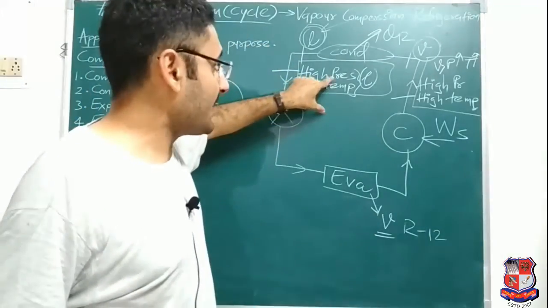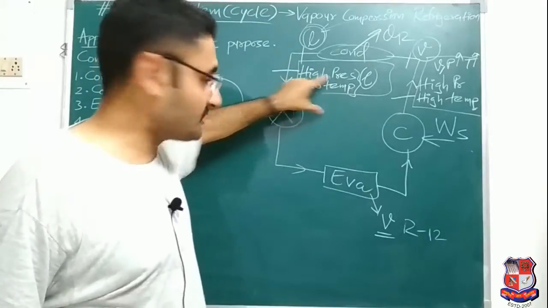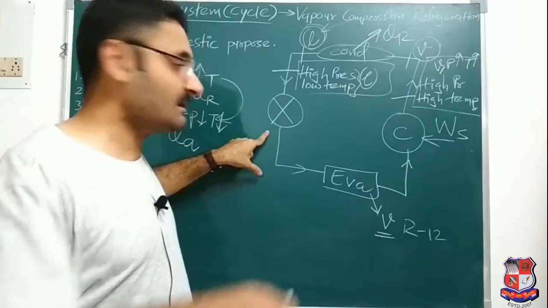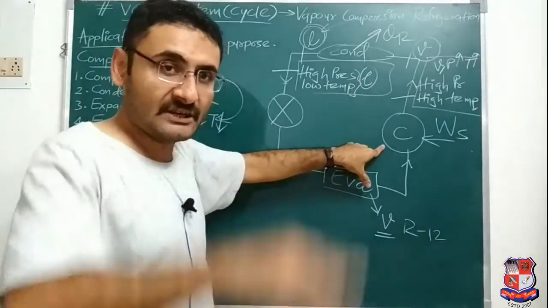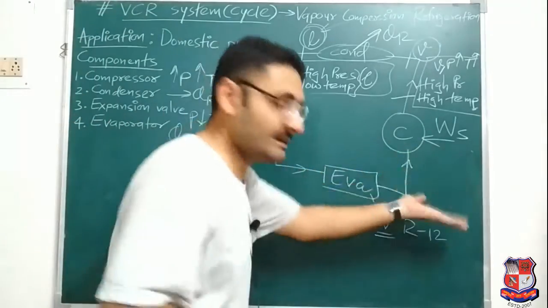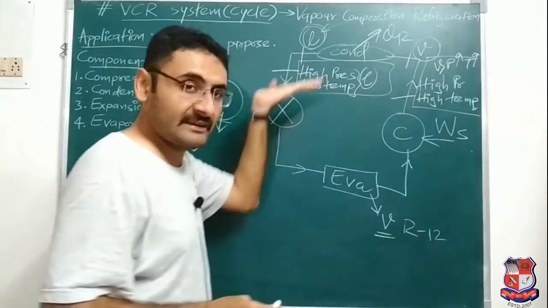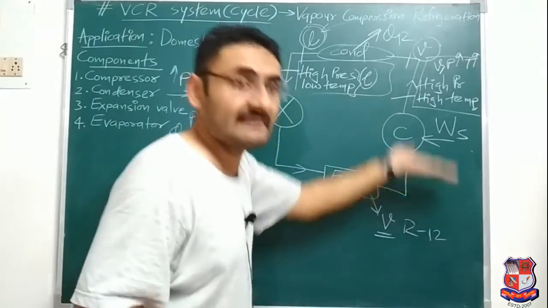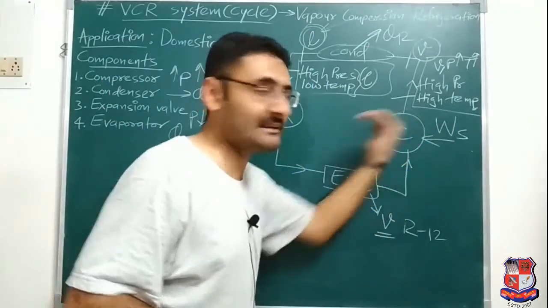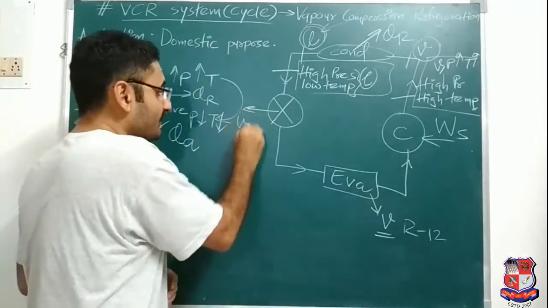Achha, now that low temperature and high pressure liquid refrigerant will pass through the expansion device. In the expansion device, what happens? Opposite of the compressor, pressure and temperature both are reduced. So here the compressor increases the pressure, the expansion device decreases the pressure. The compressor increases the temperature, the expansion device decreases the temperature. To the compressor, work is supplied. So what will the expansion device do?